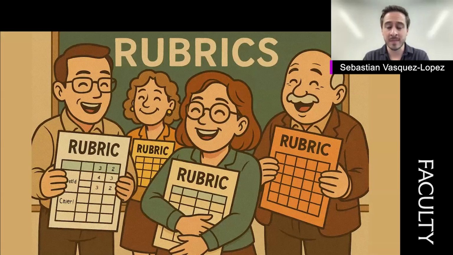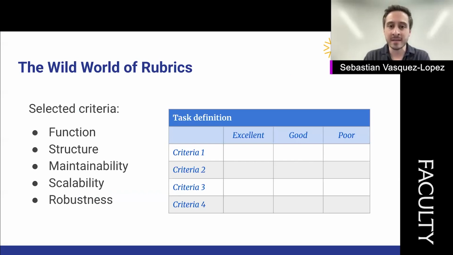Teachers care a lot about rubrics. They are the marking schemes used to evaluate student work consistently and fairly. The problem is that there is no one standard for how to build them. Different schools and teachers use their own criteria and grading levels.